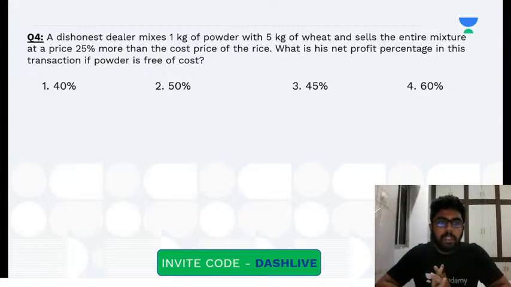A dishonest dealer mixes 1 kg of powder with 5 kg of wheat and sells the entire mixture at a price 25% more than the cost of the wheat. What is the net profit percentage in this transaction if powder is free of cost? Answer 100. Okay.